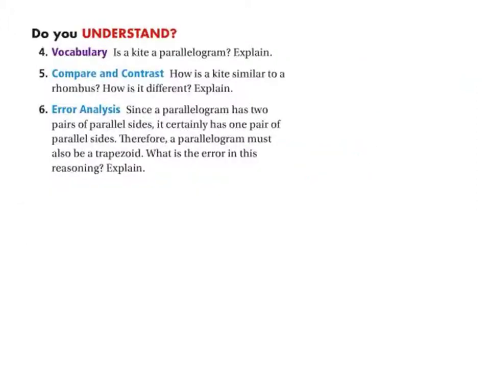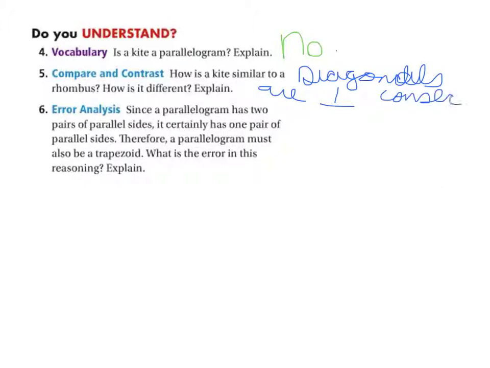Okay, vocabulary. Is a kite a parallelogram? No. Remember, the kite has no parallel sides. Okay, number 5, compare and contrast. How is a kite similar to a rhombus? How is it different? And explain. Well, the first thing we can say is that their diagonals are perpendicular. And the other thing that we can say is that consecutive sides are congruent. Now, how are they different?